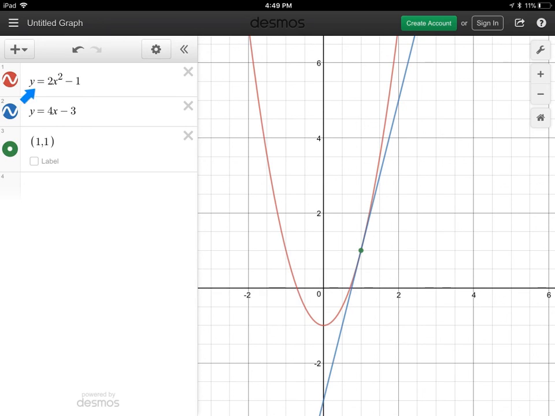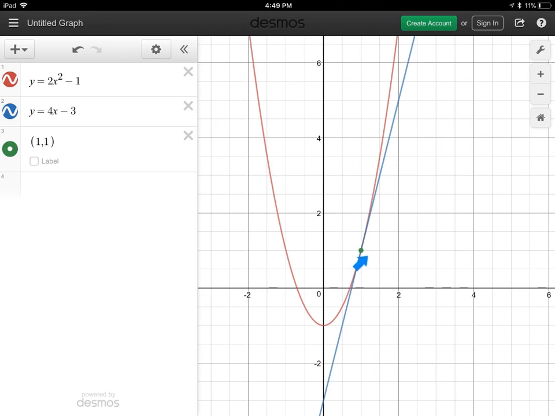I've got my y equals 2x squared subtract 1, that's my red parabola here. I've got my proposed tangent line, y equals 4x subtract 3, which is the blue line right here, and then I've got this point (1, 1). And this does indeed look to be tangent.